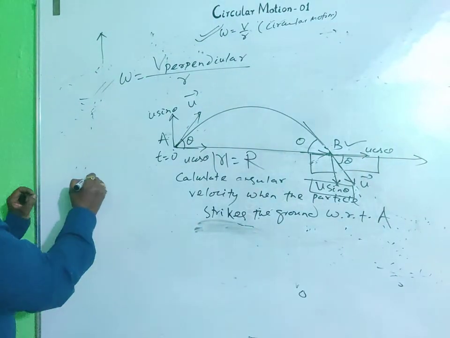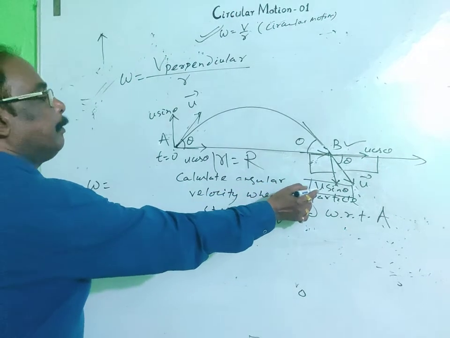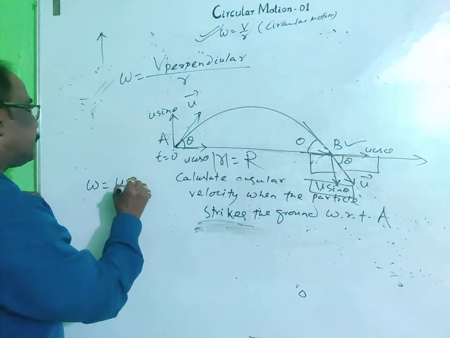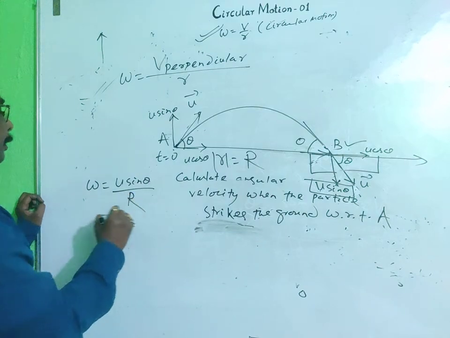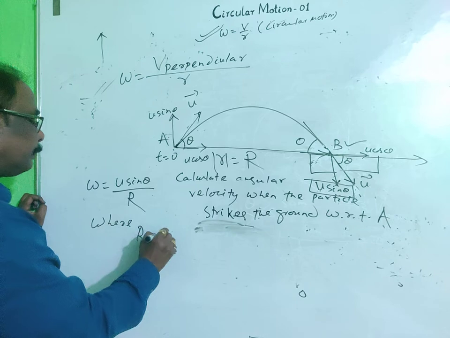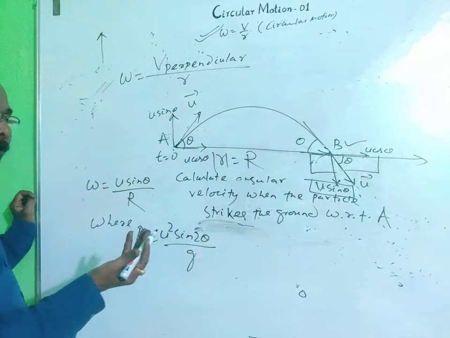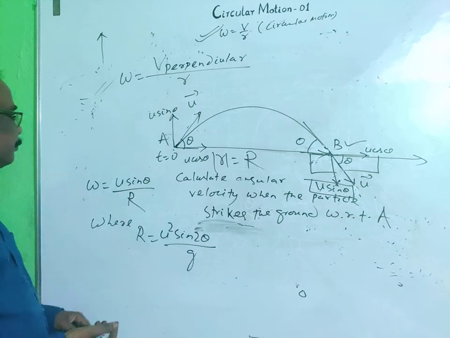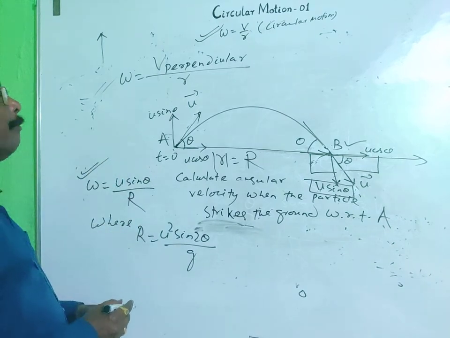Then what is the magnitude of angular velocity? The perpendicular component of velocity is u sin theta, divided by the range, where you know range is equal to u squared sin 2 theta divided by g. Then putting in the respective values, we can calculate the magnitude of angular velocity.